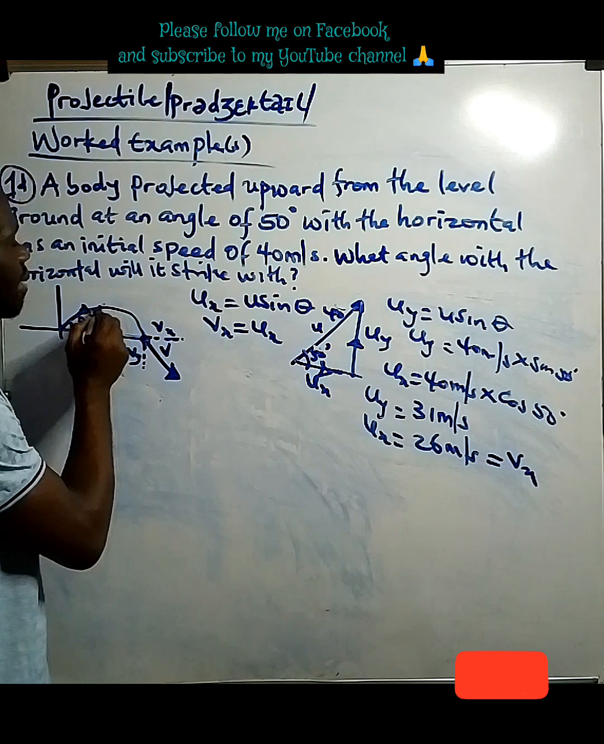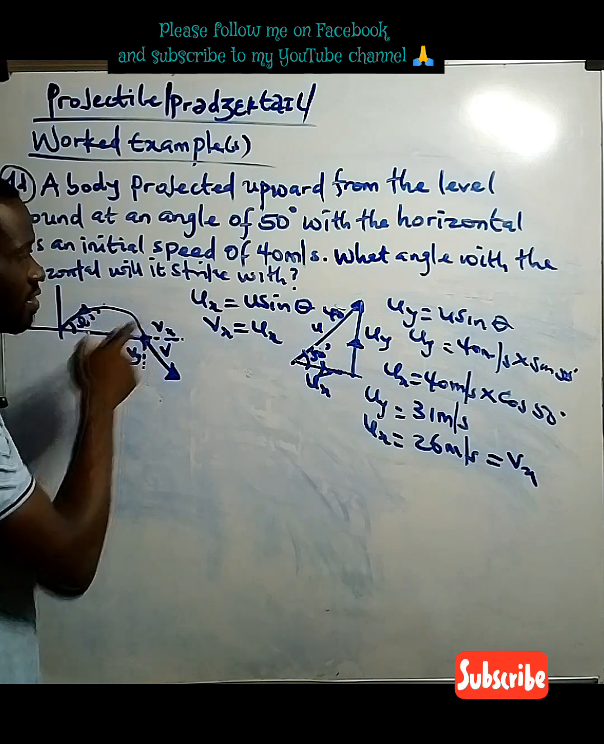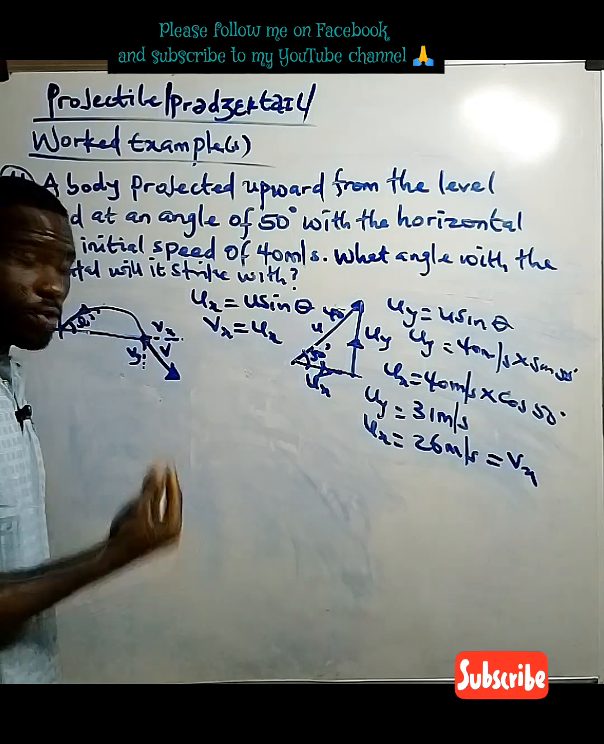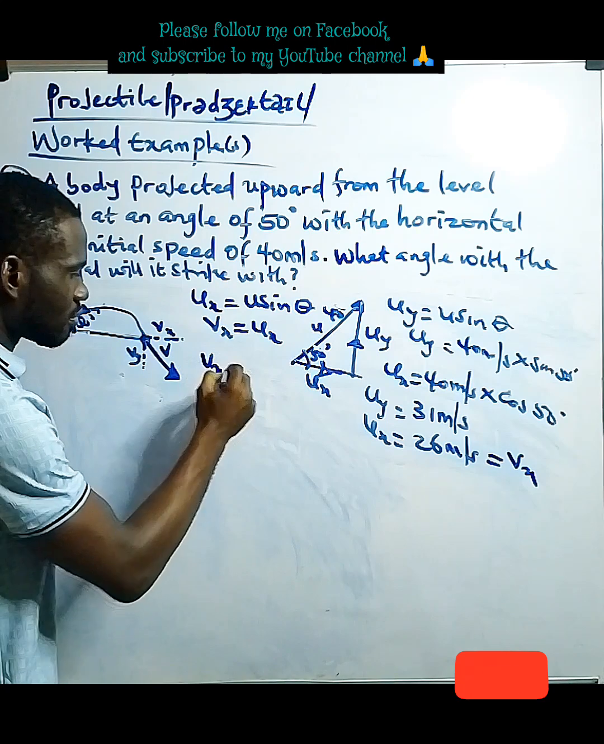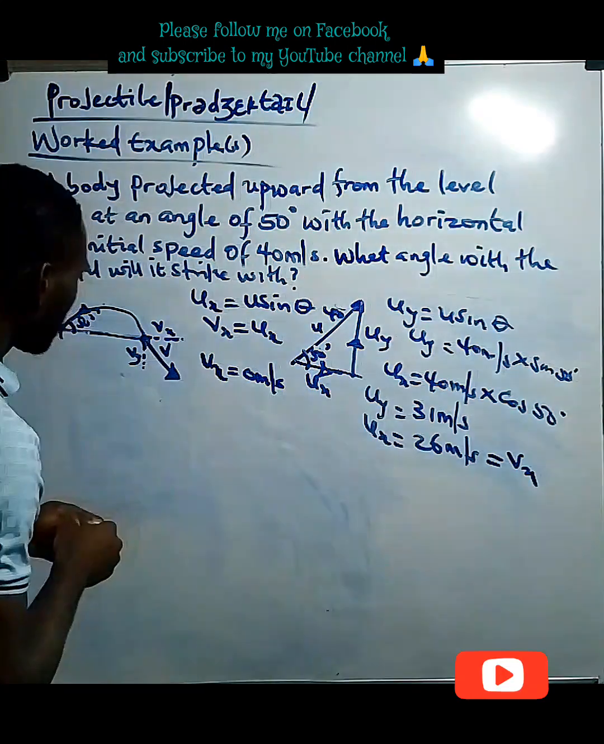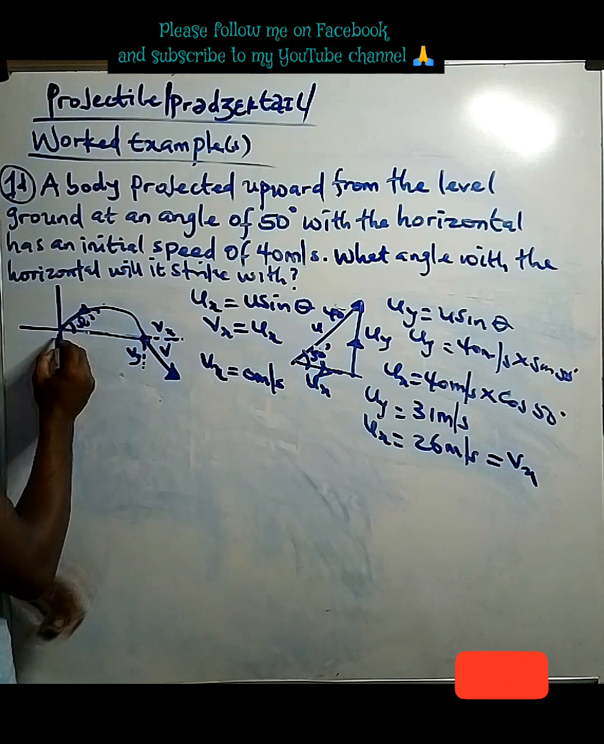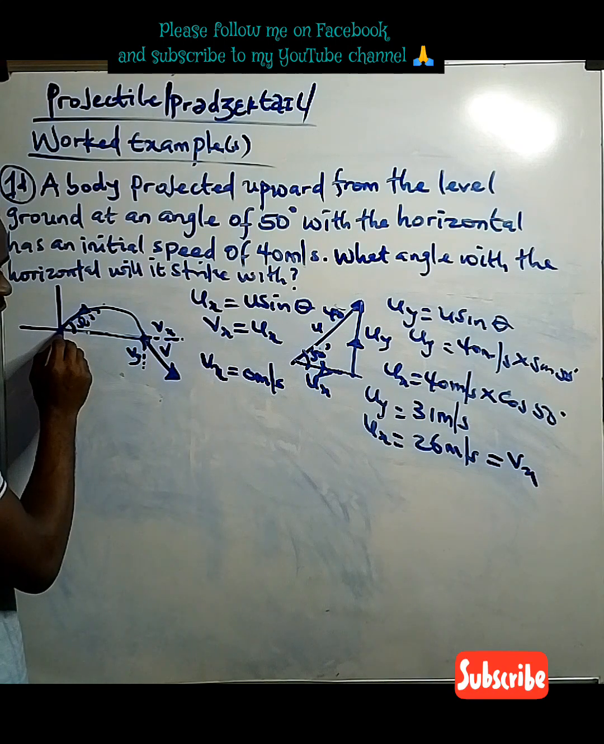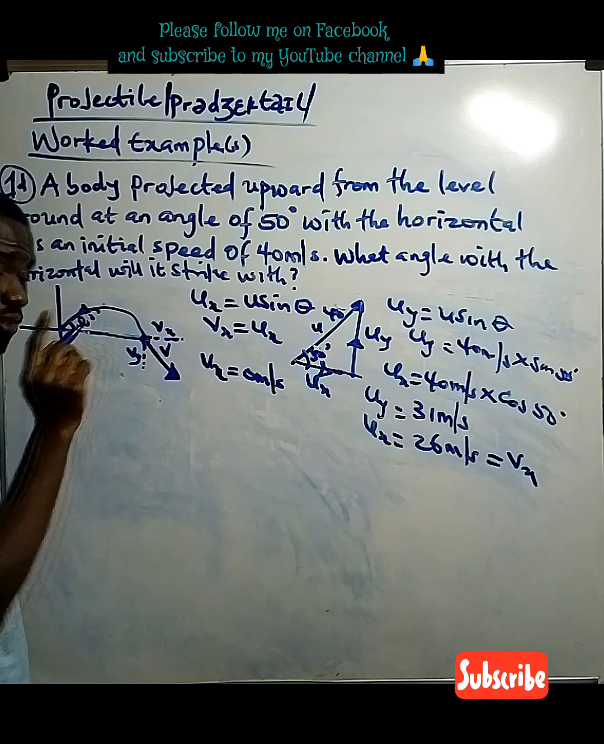So don't forget that at max height, the final velocity is equal to 0. We all know that. At max height, the final velocity is 0 meters per second. Now, there's a fact here. The body gets projected from this very portion, this very angle, up to the max height. That's the first phase.